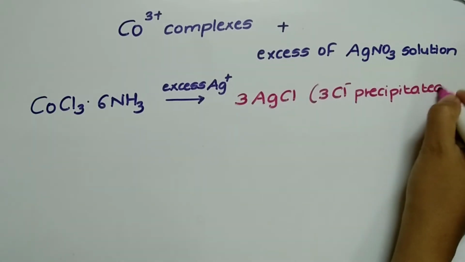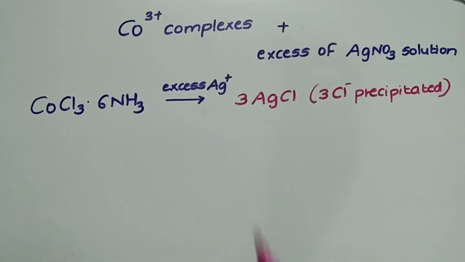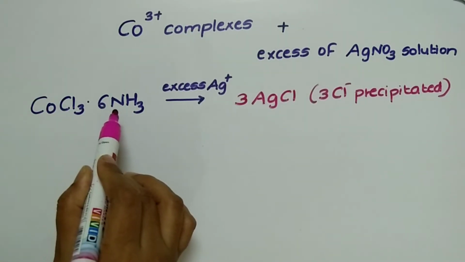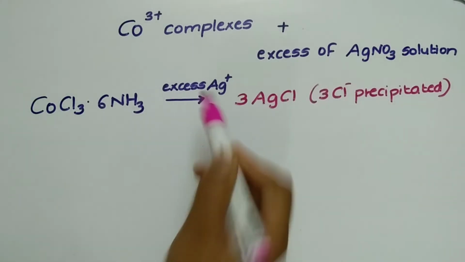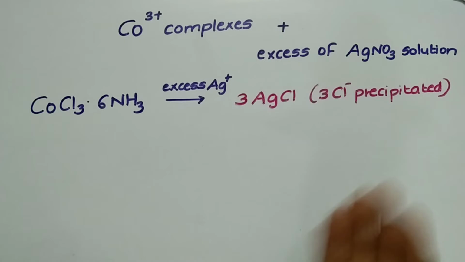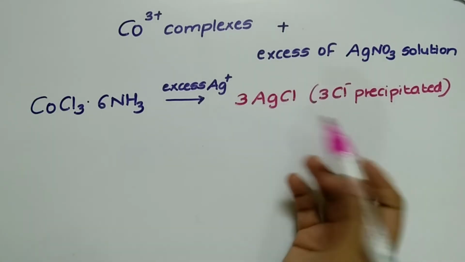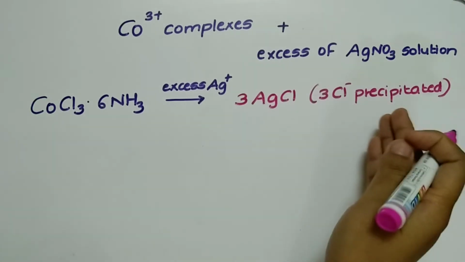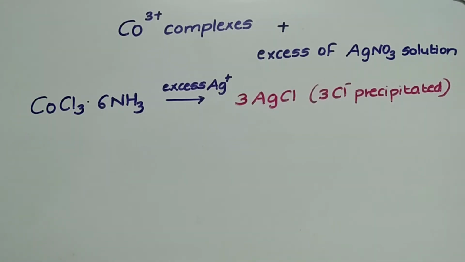See, I am giving examples for what I have written here. Cobalt 3+ complex he took. Into this he added excess of AgNO3 solution. So what product did he get? What was the precipitate? 3 moles of AgCl, right? That means 3 Cl- ions were precipitated.